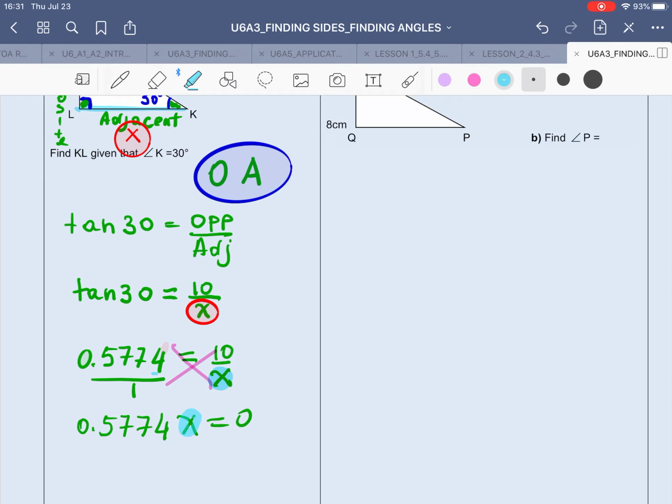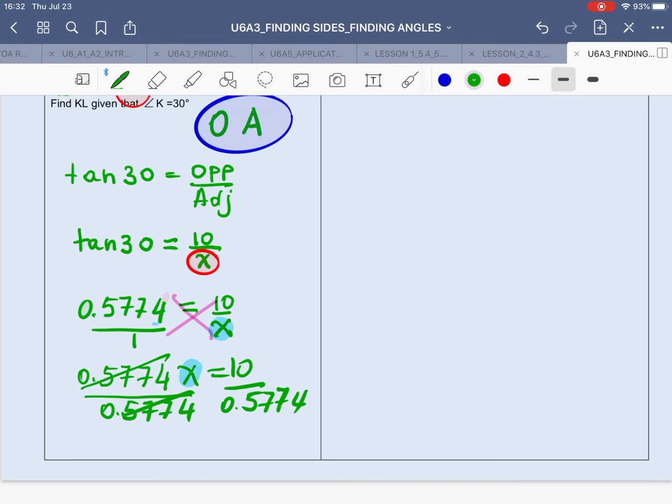Now we need to isolate the variable x. So we need to isolate x from 0.5774. So we'll divide both sides by it. Divide both sides by 0.5774. And here we go, we got x by itself.